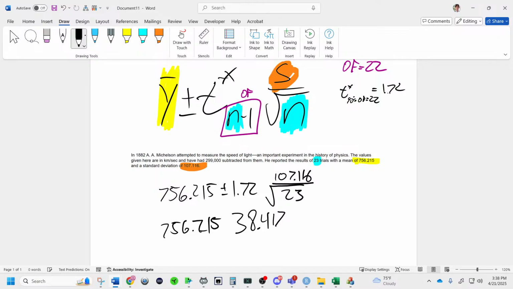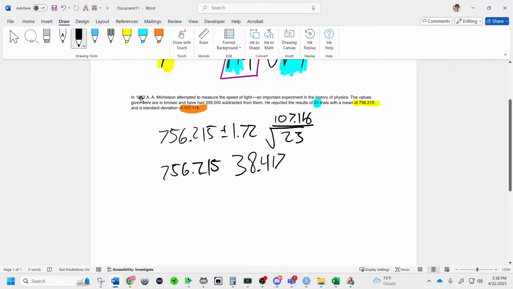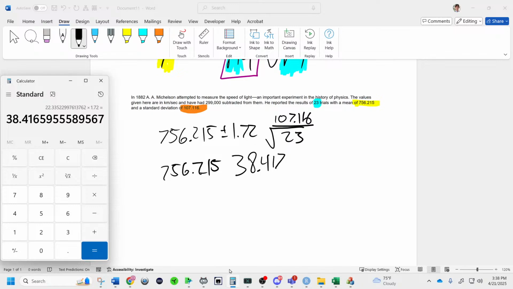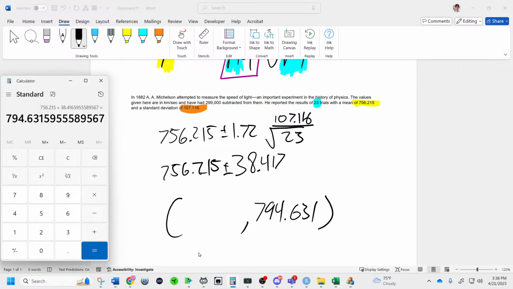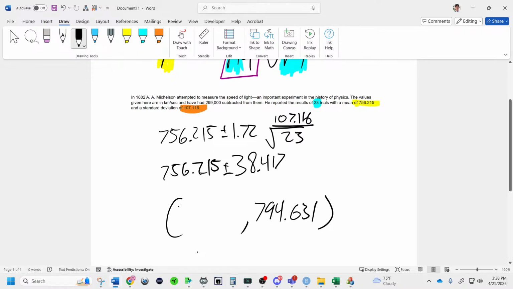756.215. That's a 2. And so now we just simply add and subtract. Now this is where I really get mad at this problem. I'll show you why. 756.215 plus this, 794.631. We're just adding and subtracting the margin of error. And then we're going to subtract. There's the mean, there's the margin of error, and there's the lower, 717.798.